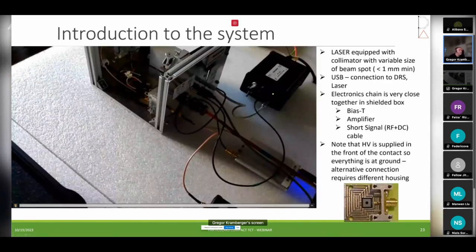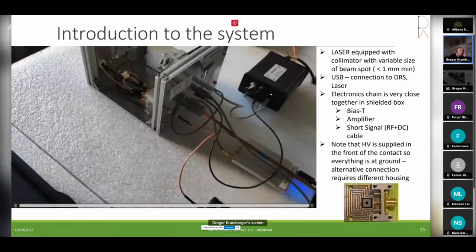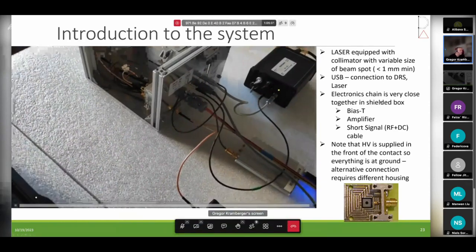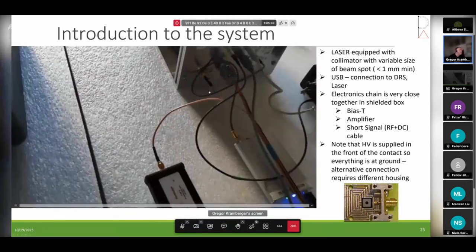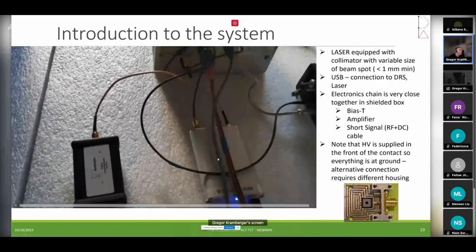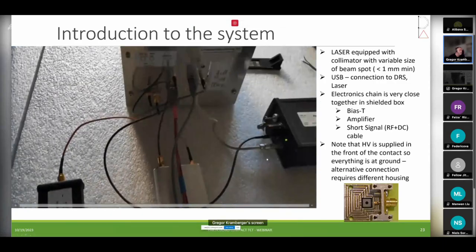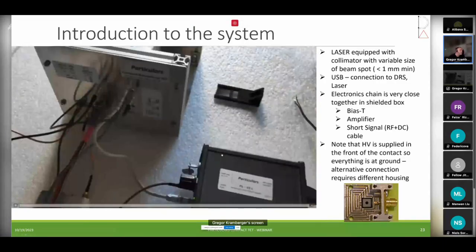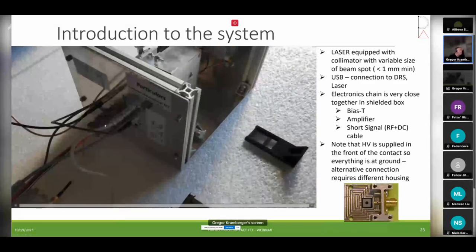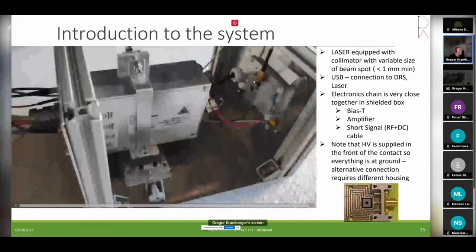Okay, so we are coming now to show it from different angles. So this is how it is connected at the back. This is the filter, this is the digitizer, this is the power supply for the laser and the amplifier. So everything is connected at the back. This is the laser, this is the sample.